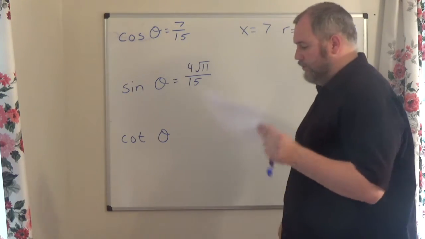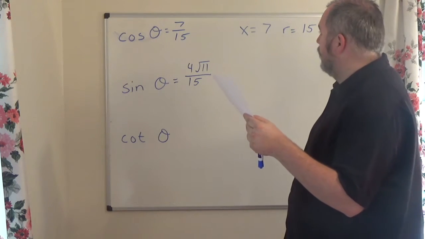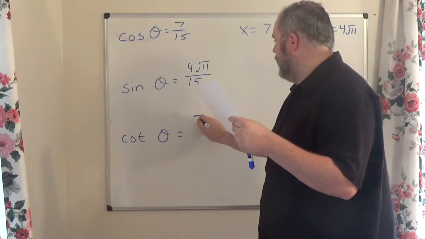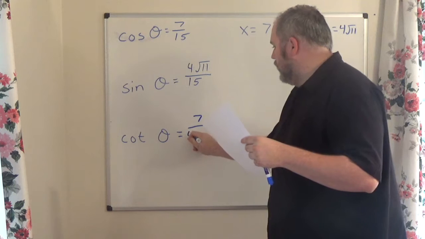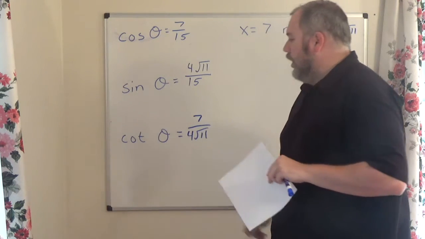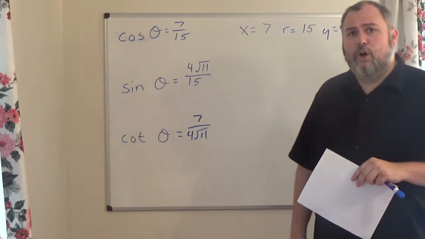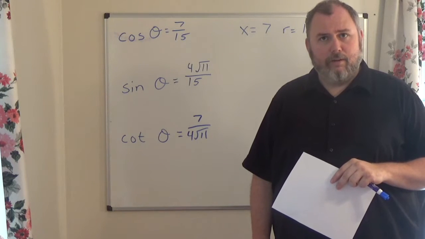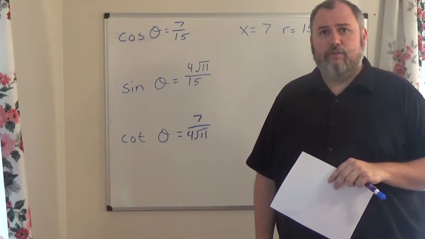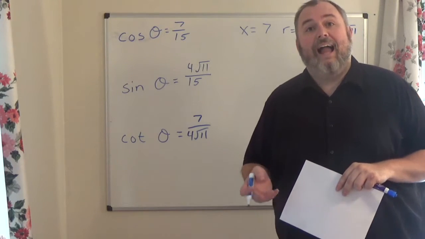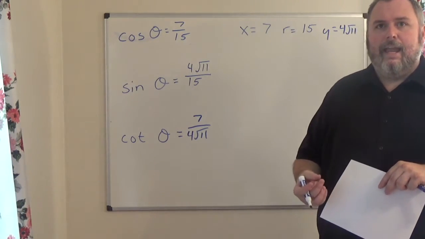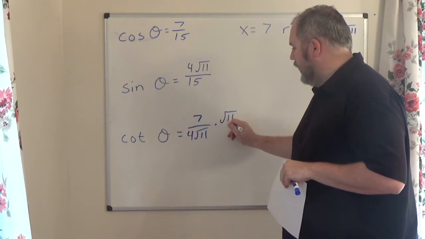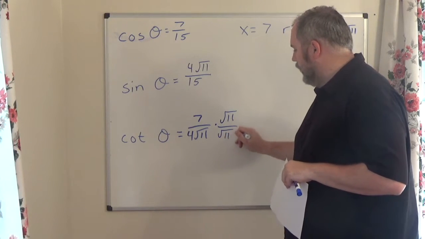Alright, so cotangent, we have x over y. So x over y is going to be 7 over y, which is 4 times the square root of 11. Alright, so we don't like square roots in our denominator, just like we talked about last time. So I've got to get rid of that square root of 11. In order to do so, I have to multiply by a 1, and in order to create that 1, I'm going to multiply everything by the square root of 11 over the square root of 11.